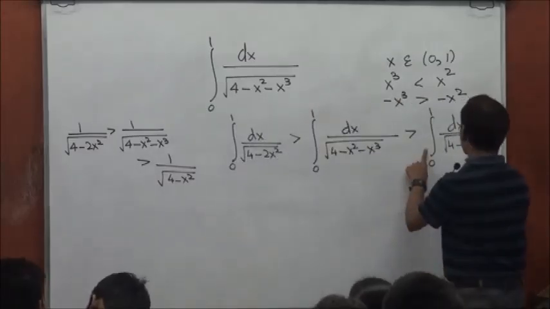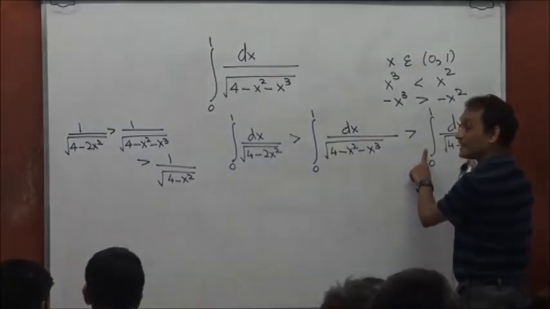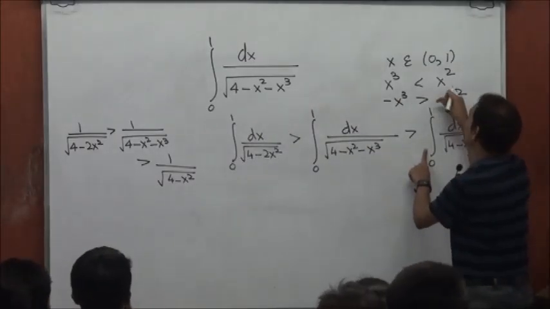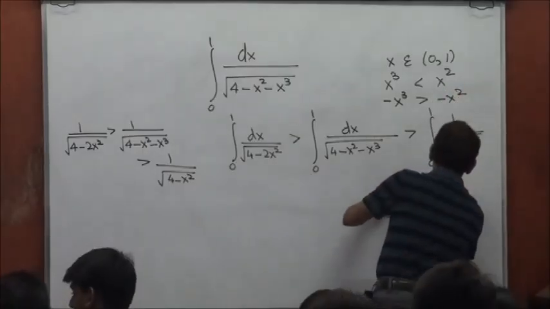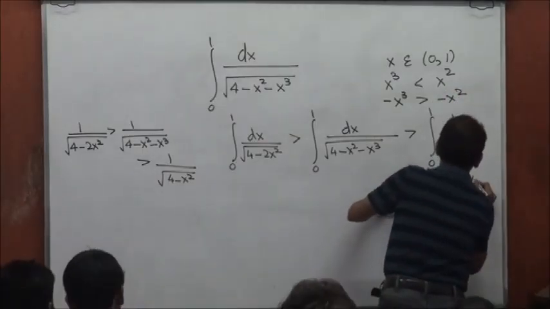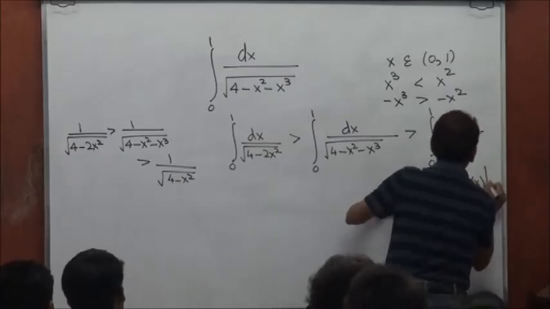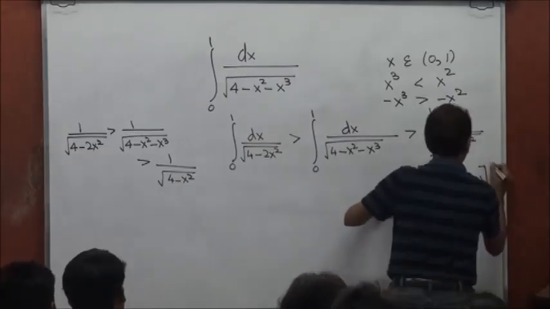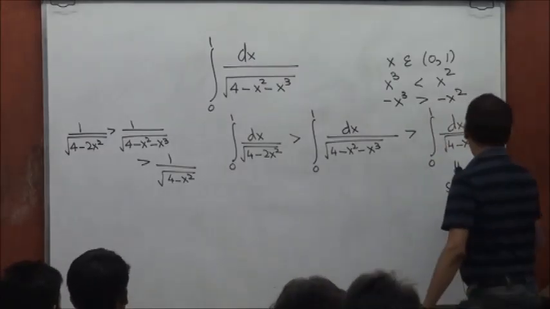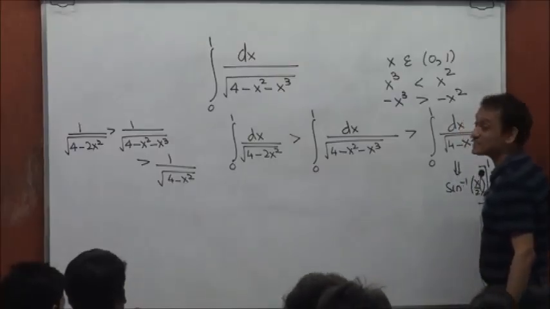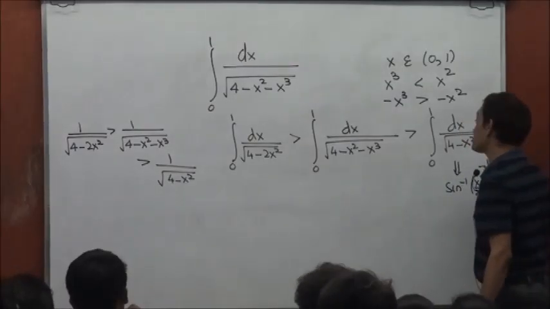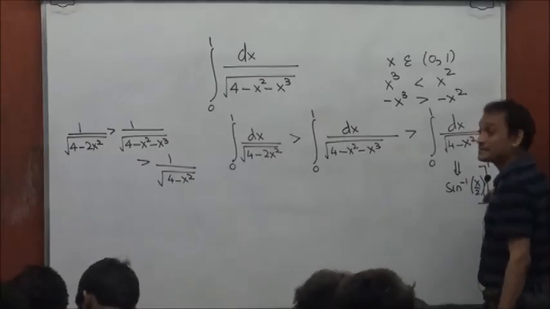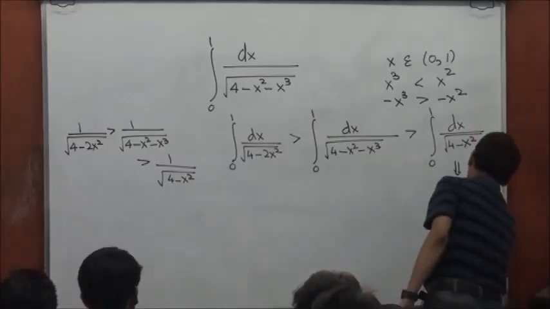Now, this would be sine inverse x by 2. X changes from 0 to 1, yes or no? This is easy to integrate. This is going to be sine inverse x by 2, where x runs from 0 to 1. When x is 1, this is sine inverse half, which is pi by 6. At x equal to 0, it will be sine inverse 0, which is 0. So this turns out to be pi by 6.